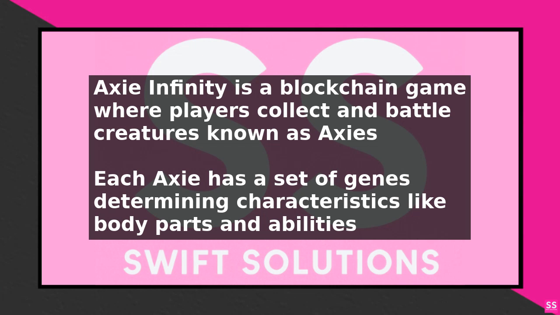To start, each Axie has a set of genes that determine its characteristics, such as body parts, abilities, and stats. These genes are represented by a combination of letters and numbers, and are divided into main categories: body, eyes, ears, mouth, horn, and tail.